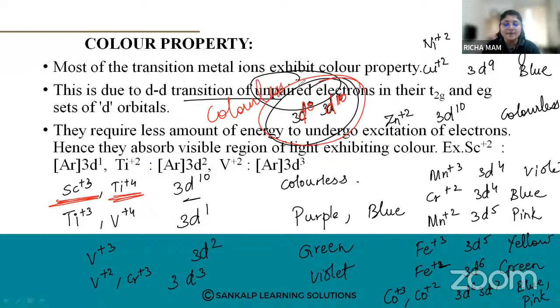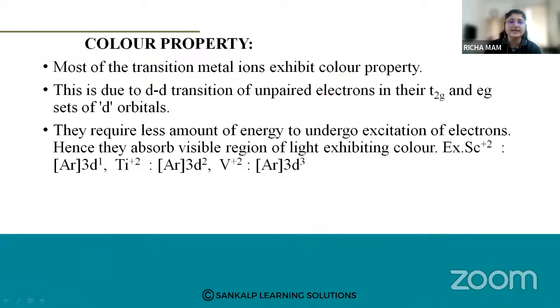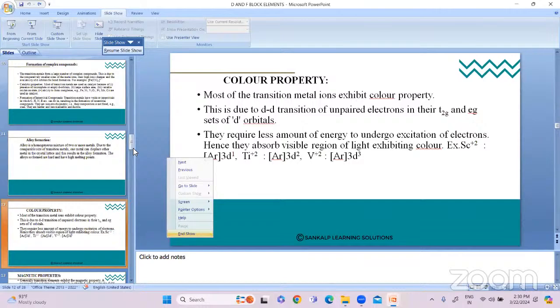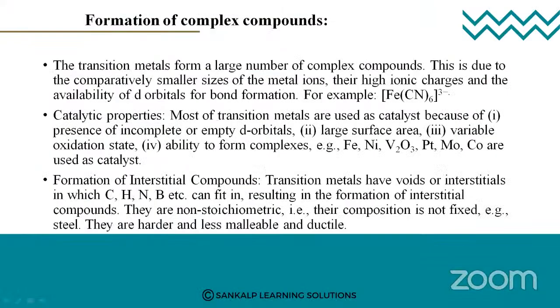And whenever you have unpaired electrons, then you will have a colored complex. Is it clear? Are these properties clear? Up to here, everything is clear? Okay, others have understood? Okay, fine.